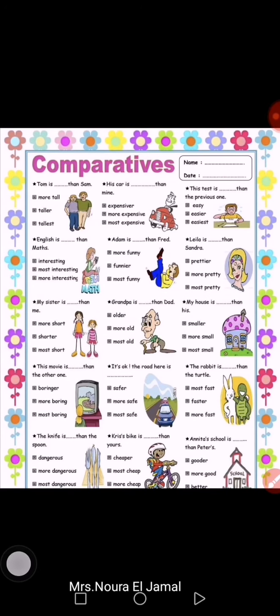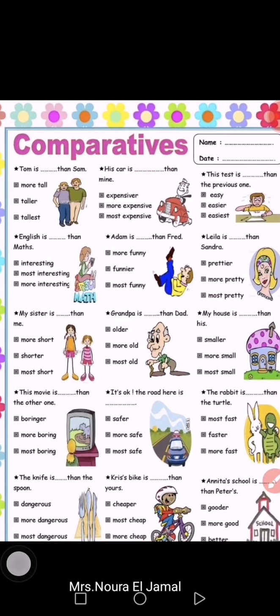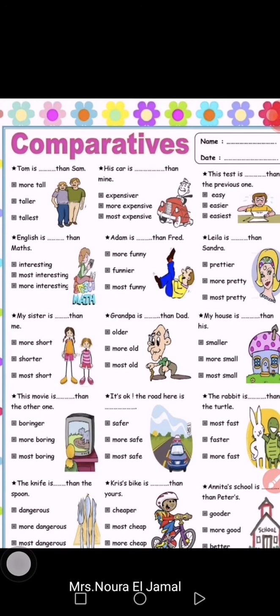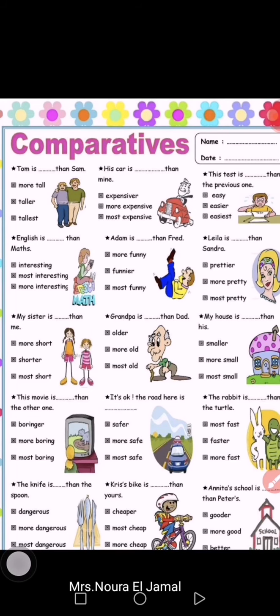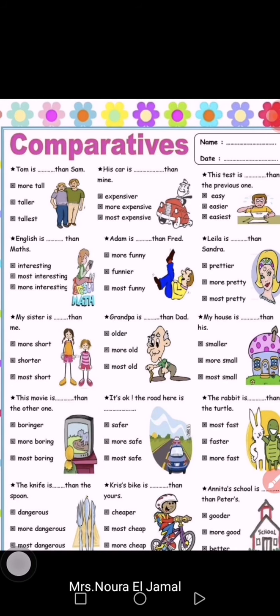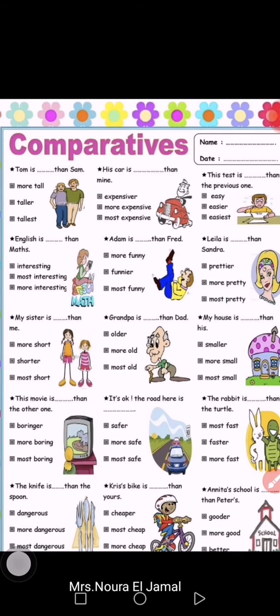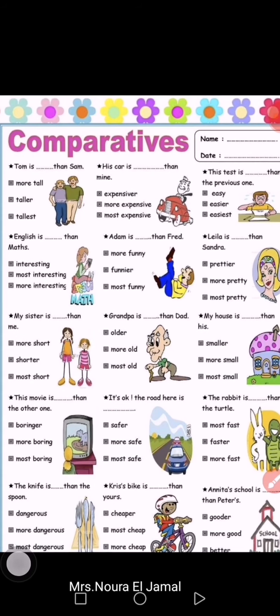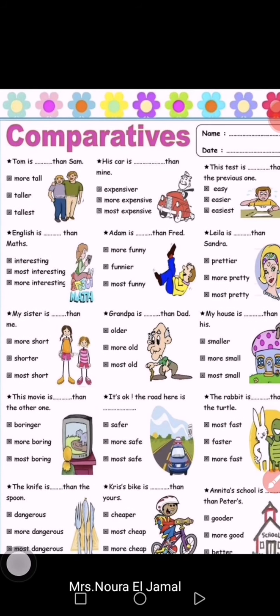Comparatives. Write your name and class and write the date of today. Here, Tom is taller than Sam. We will use more tall or taller or tallest. What do you think? They are two. So it's a comparative adjective. So here we will write more tall or taller. It's an adjective with one syllable, so we will just write er. So it will be taller than Sam.